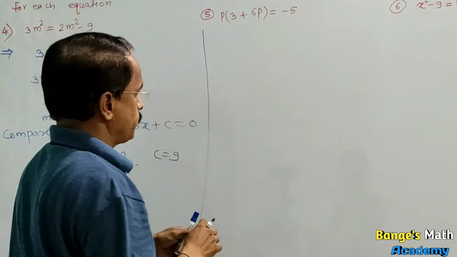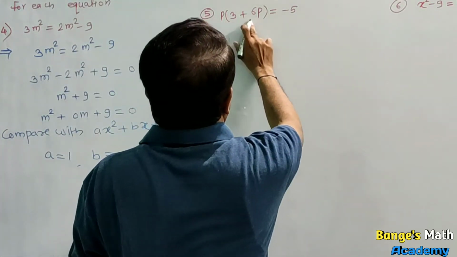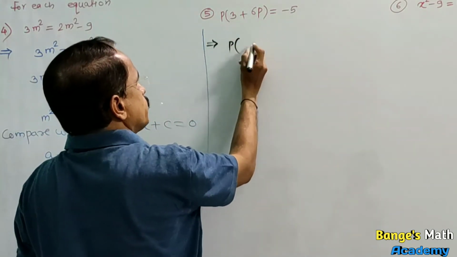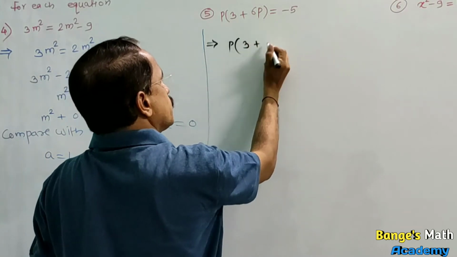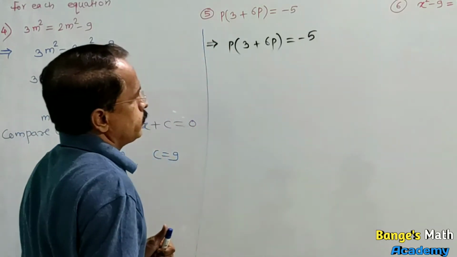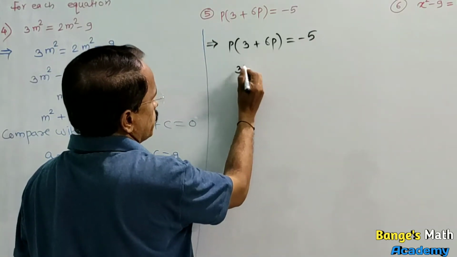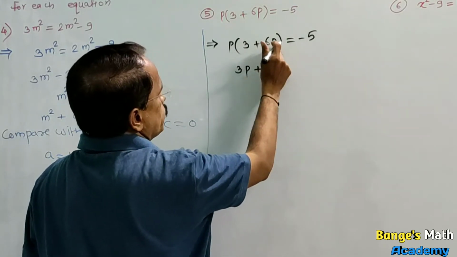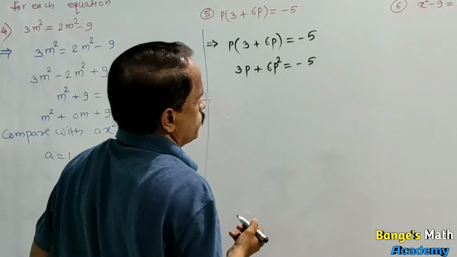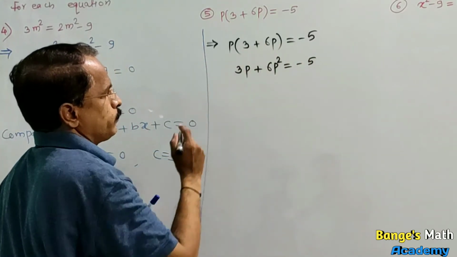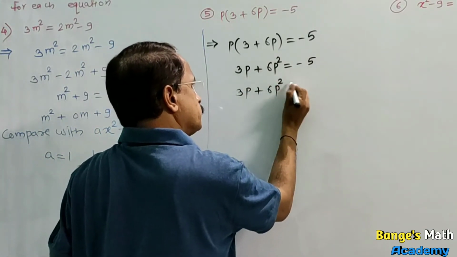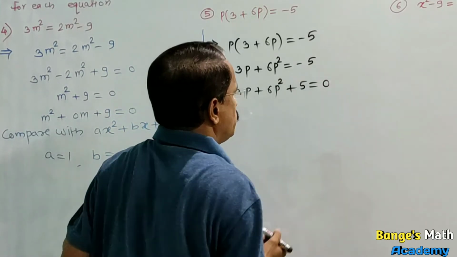Then see the fifth example. p into bracket 3 plus 6p is equal to minus 5. Write down the given example as it is. Simplify this: p into 3 is 3p, plus p into 6p, 6p square, is equal to minus 5. Transfer minus 5 to LHS. 3p plus 6p square plus 5 is equal to 0.